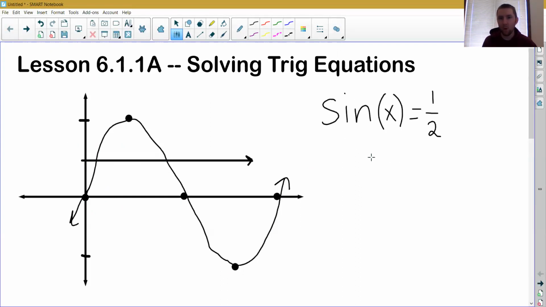Just a reminder, when we solve equations, we are going to hopefully end with something that says x equals. It's going to tell us a value of x that makes this equation true. Whatever is in this parentheses is a question mark right now. It's the unknown value. Sine of what is equal to 1/2?